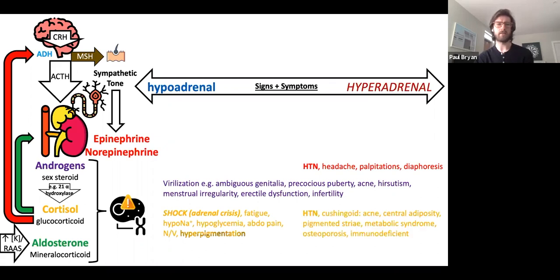I won't spend too much time on excess cortisol because we have a slide coming up on it, but don't forget this is a very important classic syndromic presentation. It's called cushingoid. And a cushingoid presentation has very classic findings that we'll go through in the next slide.